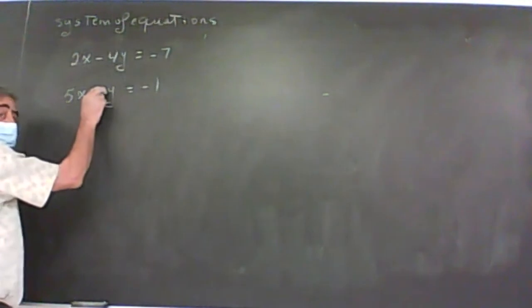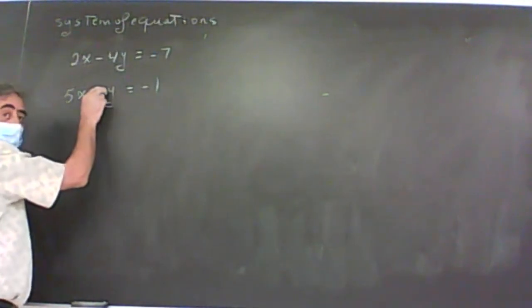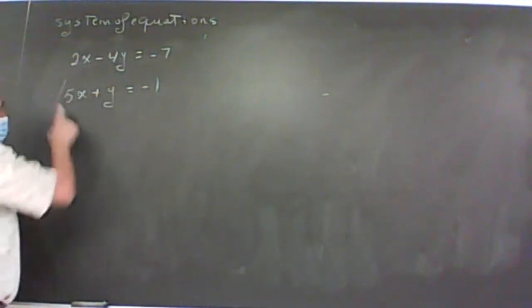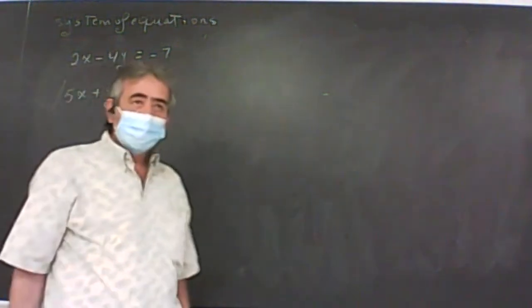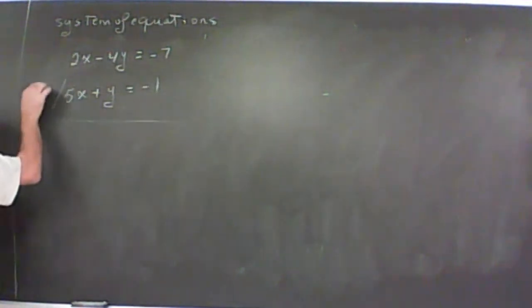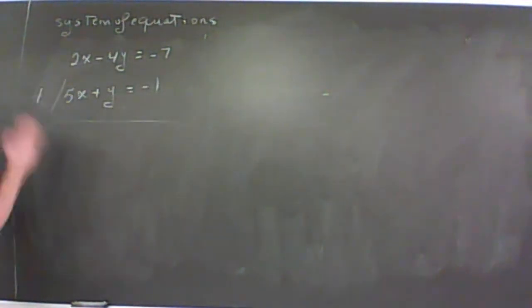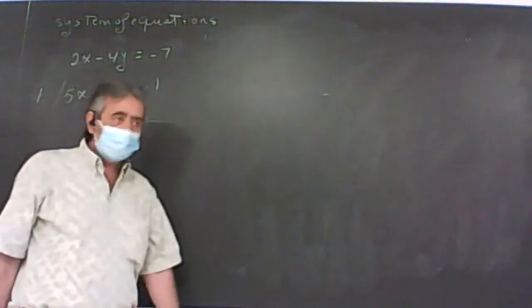My intention is to make this a plus 4. So how do I do that? I can multiply the whole equation by 4. So let's go ahead and do this. I'm going to put 4 over here, indicating that's what I'm going to do to this equation.